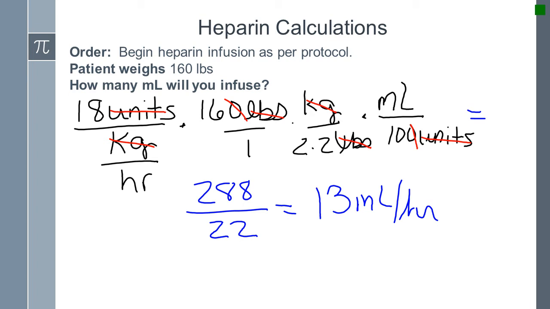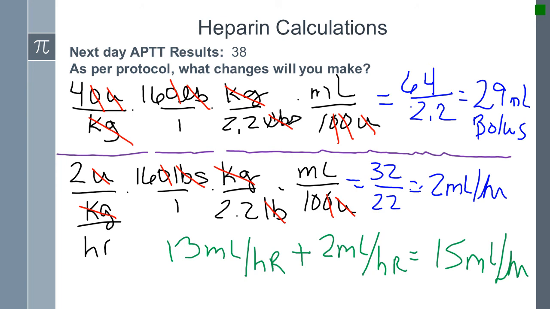That's where we're going to start. After we give our bolus, then we're going to go to the 13 mils. So then it tells you that the next day, your APTT results come in and they're 38. So when looking at our protocol, that puts us at the 35 to 40. So it says we're going to bolus with 40 units per kilogram. So we want to start off there.